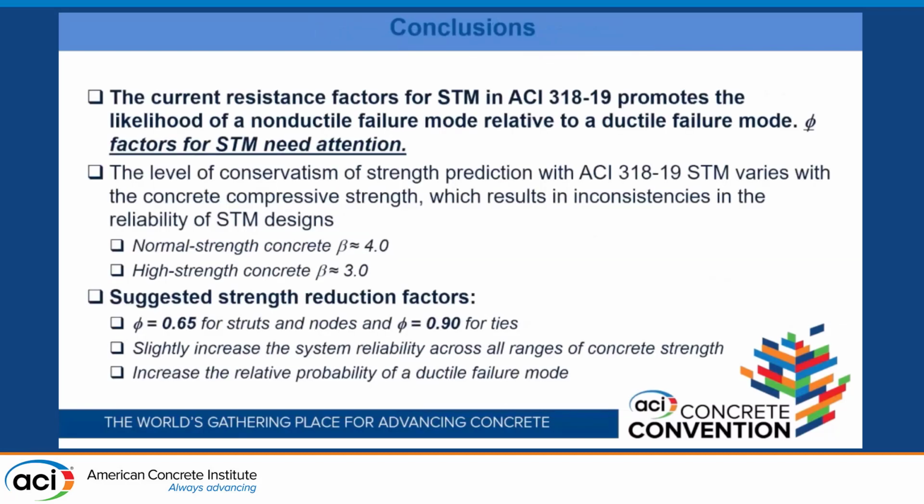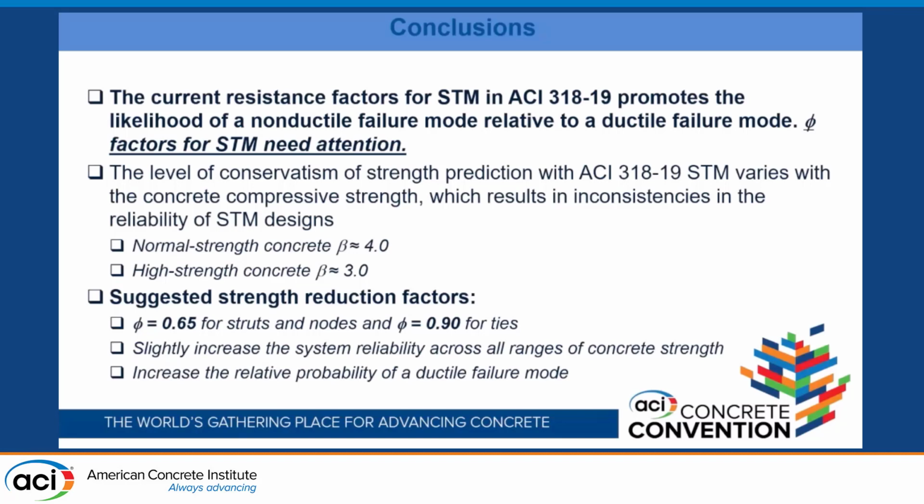And with that, the conclusions from these studies are that the current resistance factors in the strut and tie method in ACI 318 promote the likelihood of a non-ductile failure mode relative to a ductile failure mode, and therefore we believe that the phi factors in this method require some attention. The level of conservatism of the strength predictions with the ACI 318 strut and tie method varies with concrete compressive strength, and this is an observation from many researchers, which results in inconsistencies in the reliability of these designs.